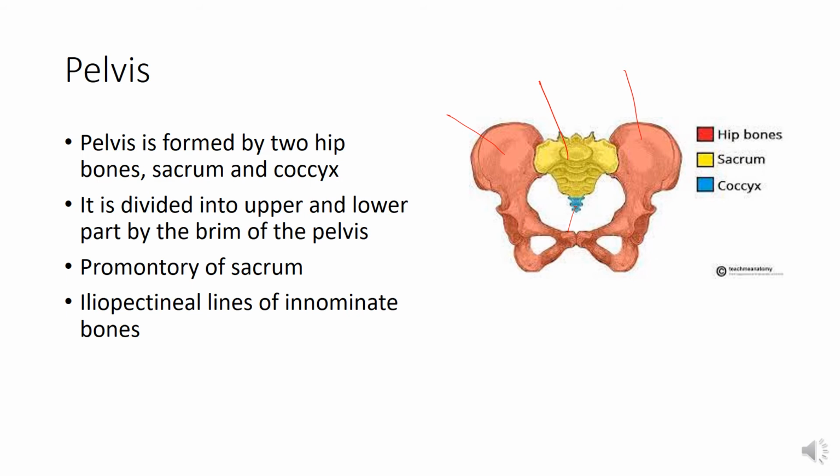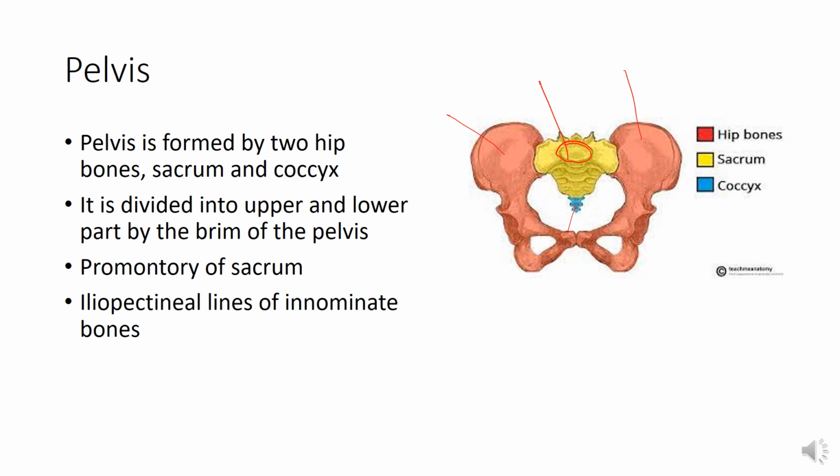Now it is divided into upper and lower parts by the brim of the pelvis. This brim of the pelvis is formed by the promontory of the sacrum. So this is the promontory of the sacrum. The promontory is the prominent border of the first sacral vertebral body.